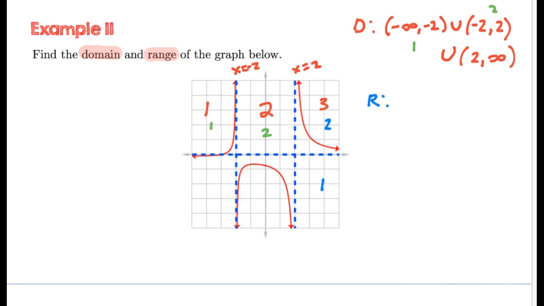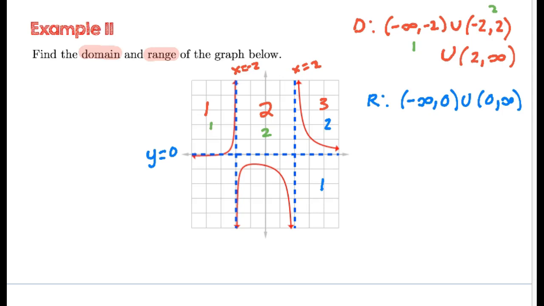The range has only 2 sections. Again, this is our y equals 0 line. So we can use all real numbers except 0, and that's how we write this. Again, zeros get parentheses because you can't have 0 be a part of the output, because there's a dashed line at 0. So that's how we do it from a graph.